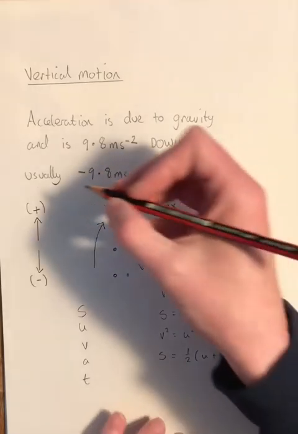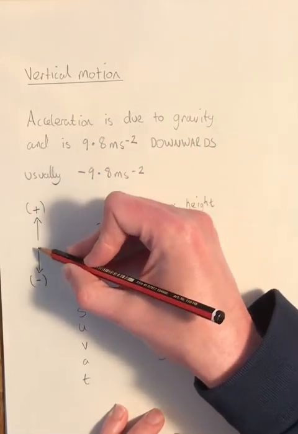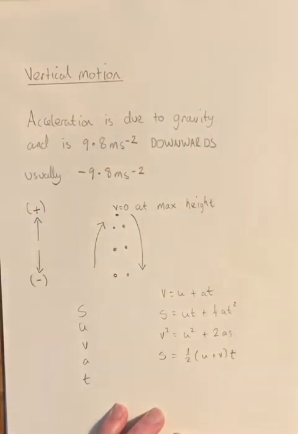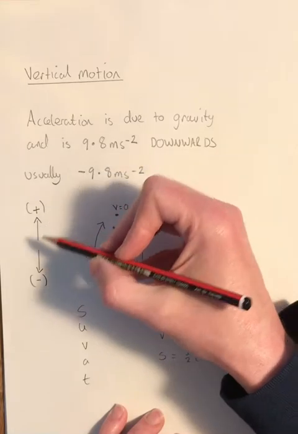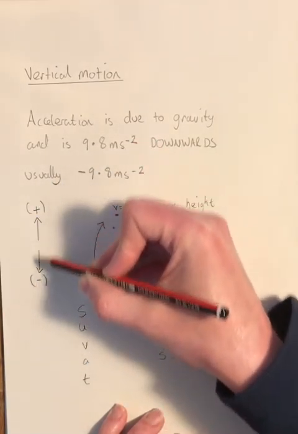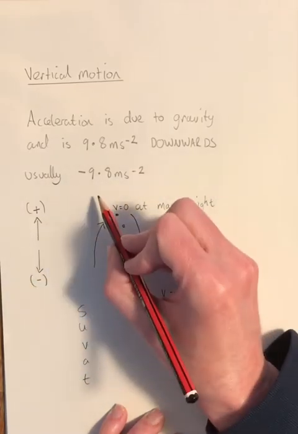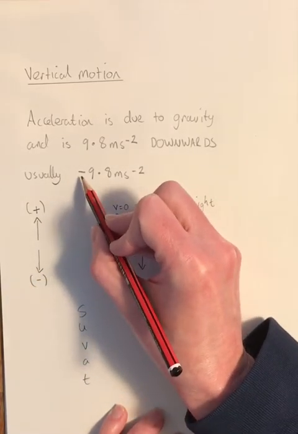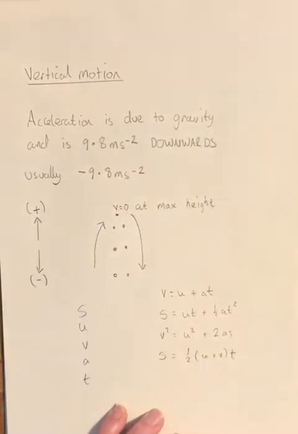So we normally take up the way as positive, down the way as negative. That's the standard way of doing it. It's not always the case, but in the majority of cases, that's what we do. Anything moving up the way gets a positive value, anything moving down the way gets a negative value. So we would usually take the acceleration due to gravity as minus 9.8 metres per second squared.